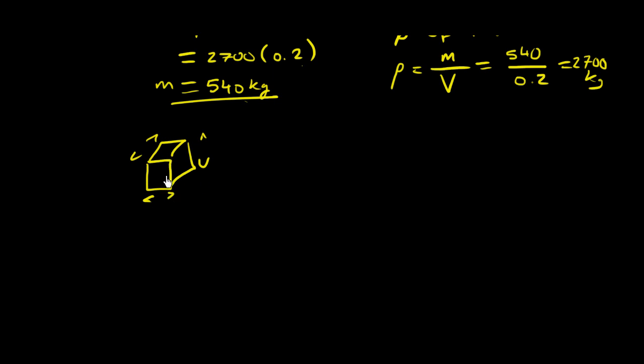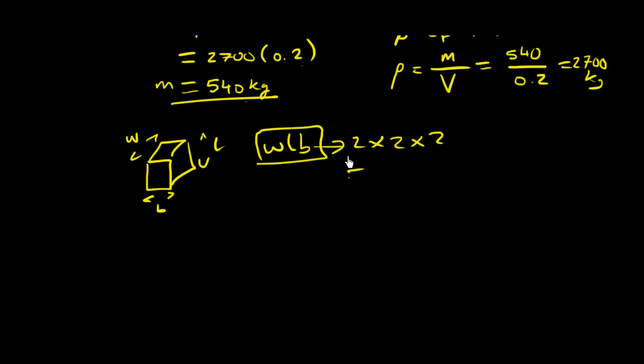Of those three sides, if this one has a length of L, that one has B, and this has W or whatever, then the volume would be just one length times the other times the other. The three lengths together give me the volume. If they were all 2 meters, then that would be 2 times 2 times 2, right? And the volume would then be 8 meters cubed. That would be easy to calculate.